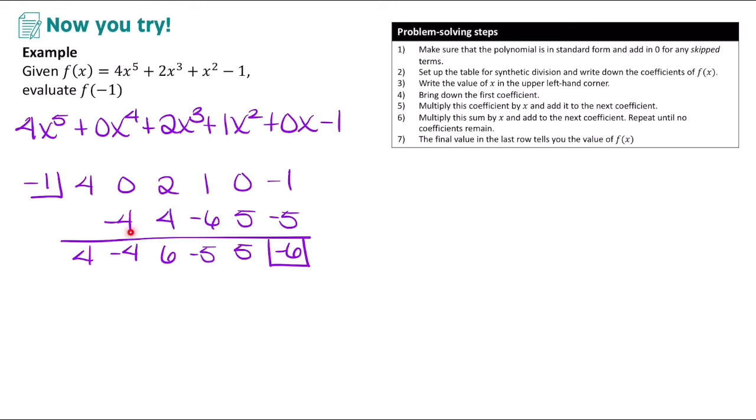4 we bring down. 4 times negative 1 is negative 4. 0 plus negative 4 is negative 4. Negative 4 times negative 1 is 4. 2 plus 4 is 6. 6 times negative 1 is negative 6. 1 plus negative 6 is negative 5. Negative 5 times negative 1 is 5. 0 plus 5 is 5. 5 times negative 1 is negative 5. Negative 1 plus negative 5 is negative 6. So we would say in this case that f of negative 1 is equal to negative 6.